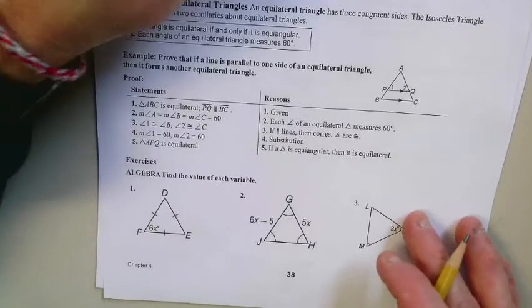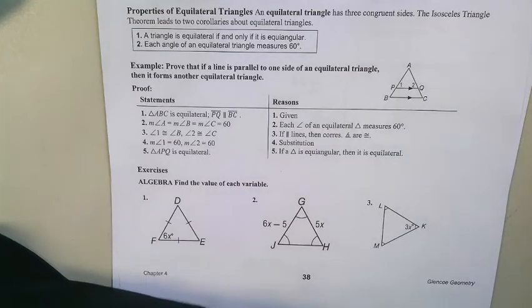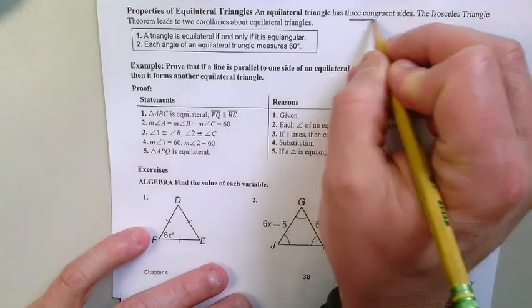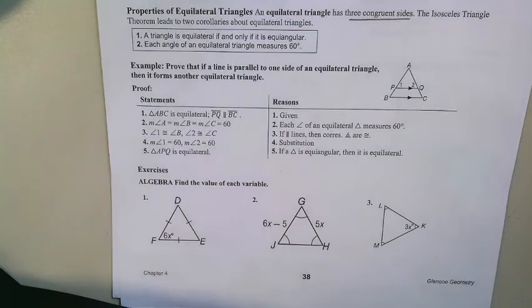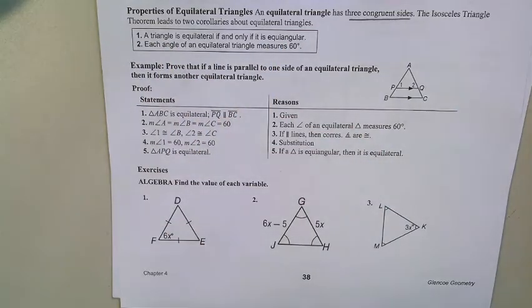Now, the next section says this. Properties of an equilateral triangle. Equilateral triangles have 3 congruent sides. We already talked about that. The isosceles triangle theorem leads to 2 corollaries about the equilateral triangles. A triangle is equilateral if and only if it is equiangular. Okay, we talked about that, how all 3 sides lead to all 3 angles.